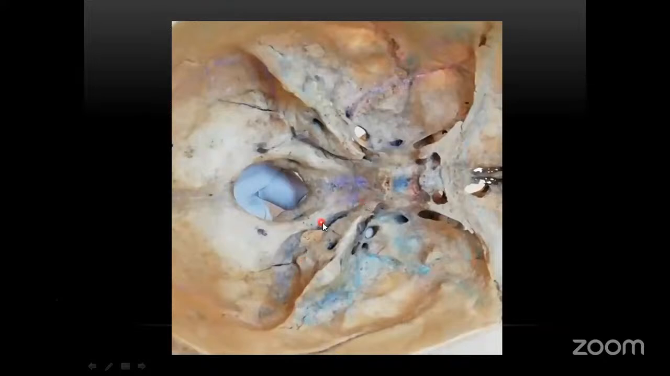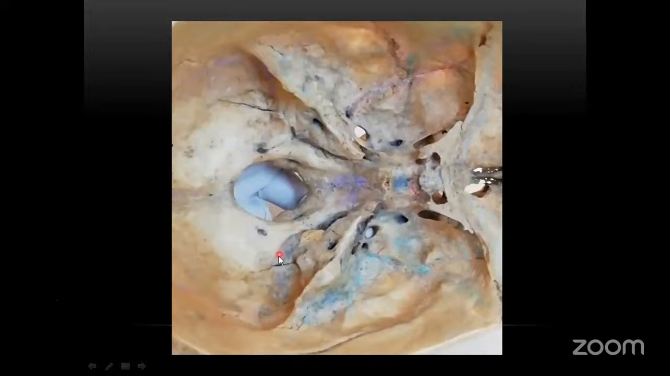This is the posterior border. Posterior border has only one important structure, that is the inferior petrosal sinus. And posteriorly at the base of this one, forming the floor of the posterior part of the cranial fossa laterally, it has a large fossa here. What is this fossa? Yes, please. What is this fossa?